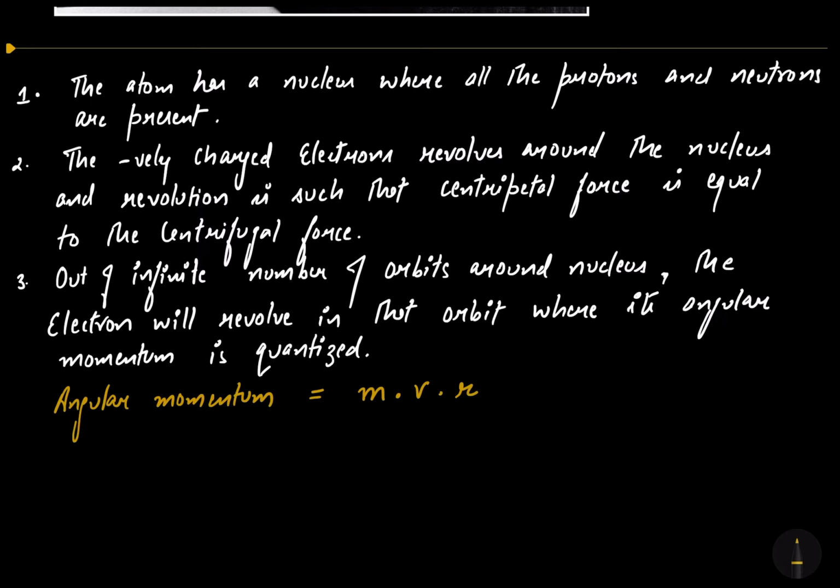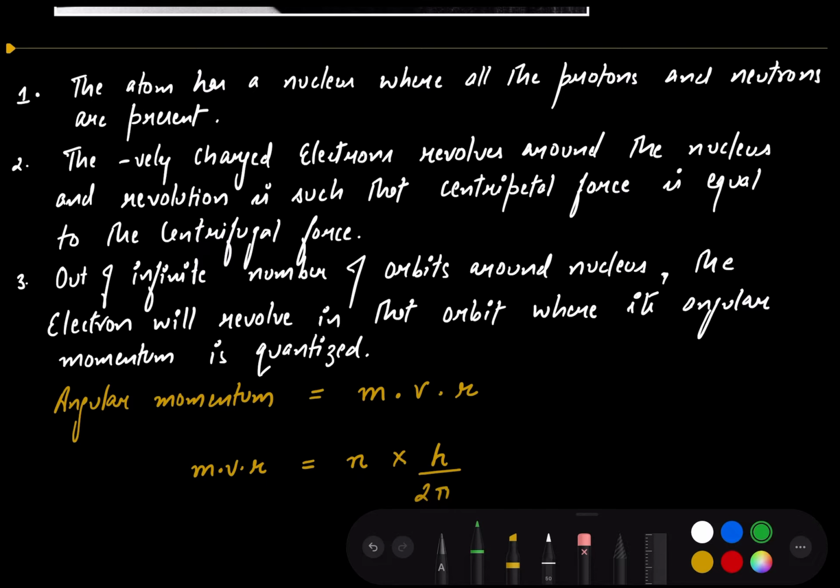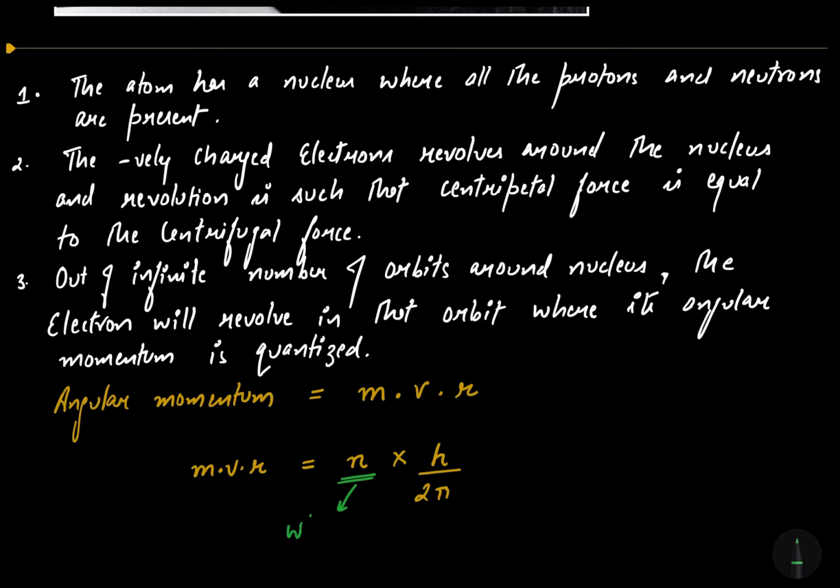What do you understand by quantization of angular momentum? Niels Bohr, according to his own study, has given an equation with h upon 2 pi. Bohr said the angular momentum mvr must be a whole number multiple of h upon 2 pi. That stands for quantization of angular momentum, that mvr = nh/2π, where this n is a whole number.